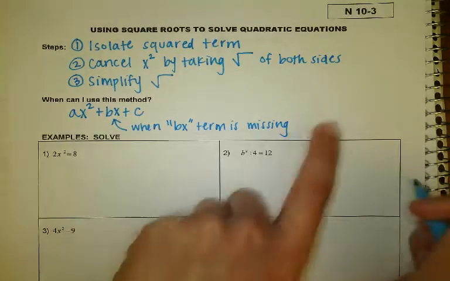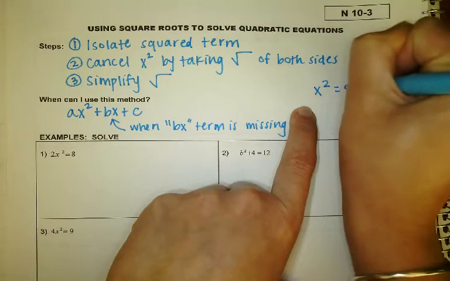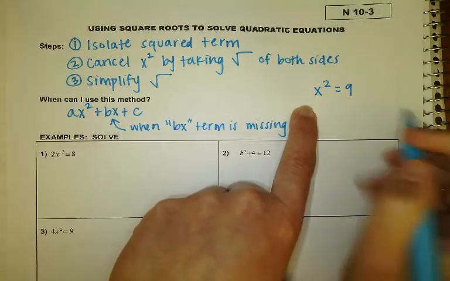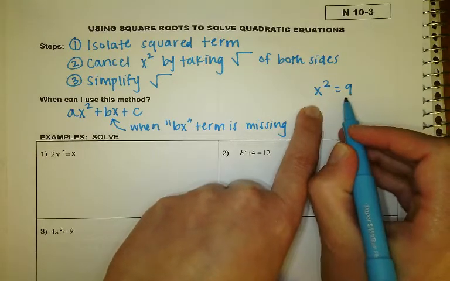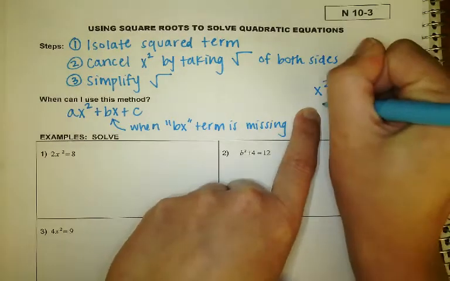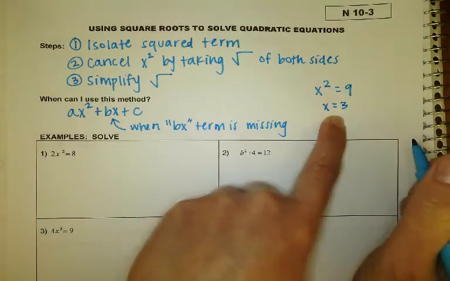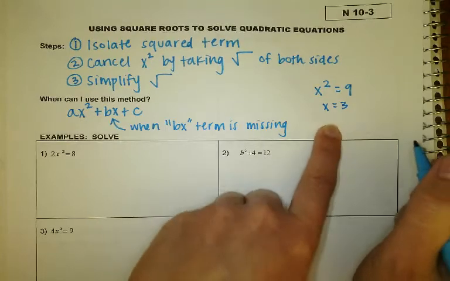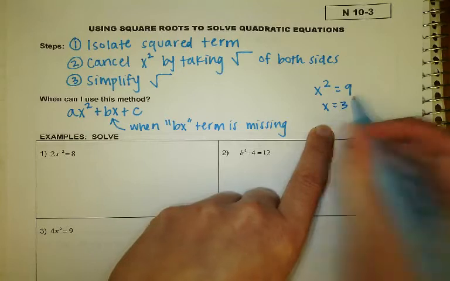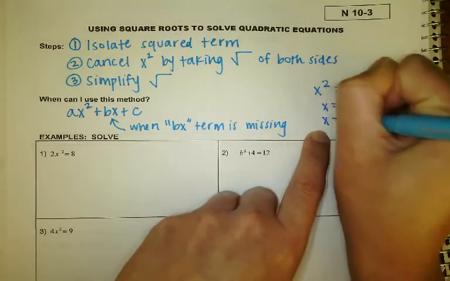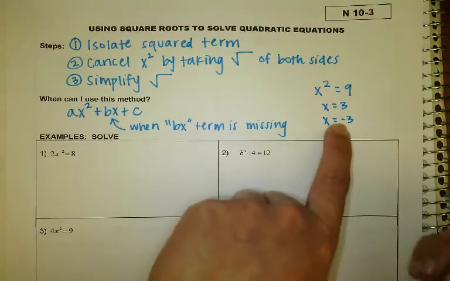Let's do a real simple one for a second. If I say x squared equals 9, I'm asking you what number times itself makes 9. Hopefully you're like, oh, that's easy. X should be 3, because 3 times 3 is 9. Well, there's also another answer. What other number times itself makes 9? If I did -3 times -3, that would also make 9.